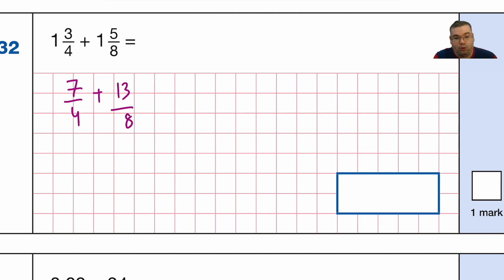Now we know that we need to make the denominator the same. So we can make it 8. So just multiply by 2. 7 times 2 is 14 and 4 times 2 is 8. And this is 13 over 8, right?